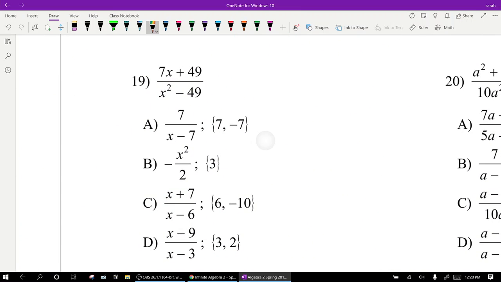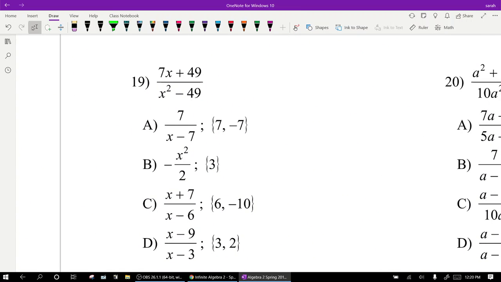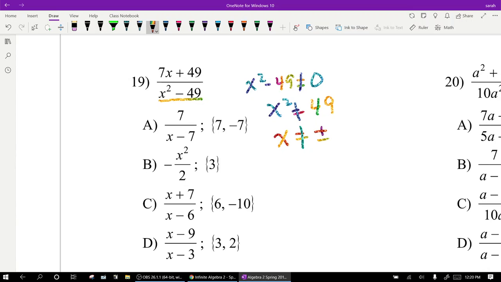All right, number 19. Again, let's check your excluded values first. So I'm going to look in my denominator. x squared minus 49 cannot equal 0. So x squared cannot equal 49. So x cannot equal plus or minus 7. So when I look at all my answers, there's really only one that has that, and that's letter A. And so that's got to be my final answer. I don't really even need to go any further on that.